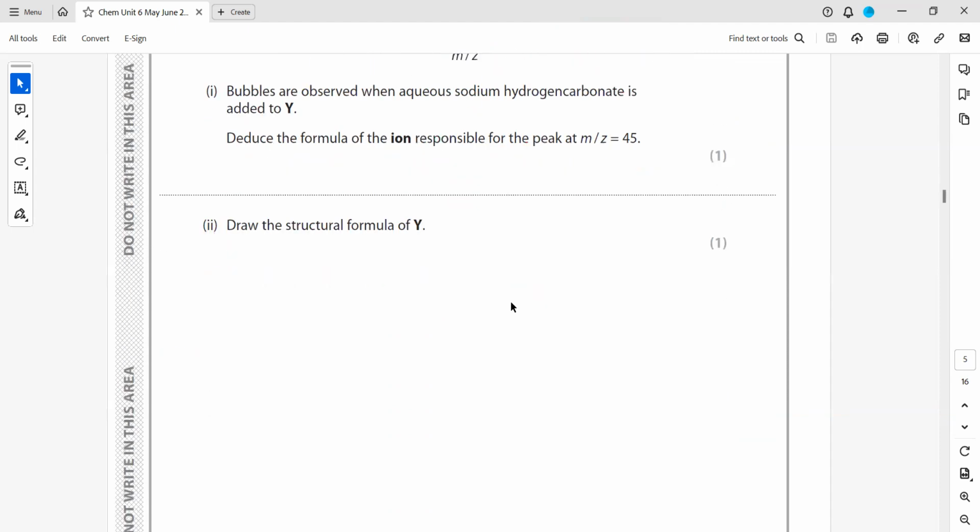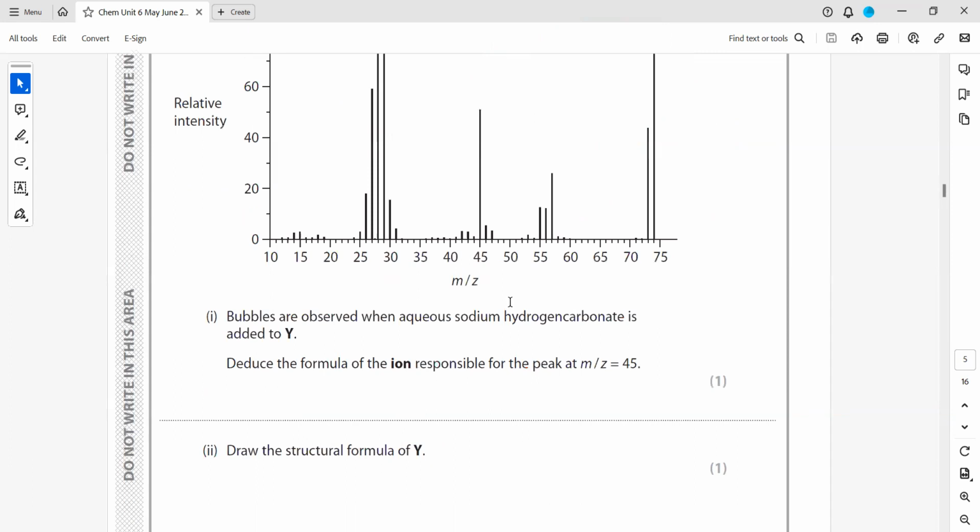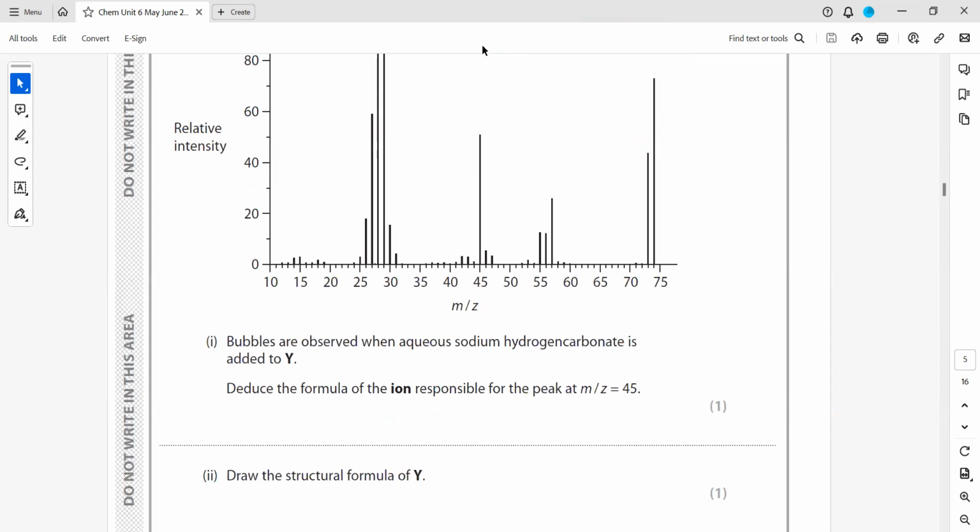Next is draw the structural formula of Y. So how to draw the structural formula of Y? Look, first we work out the molecular mass of Y. This is 74. So molecular mass is 74. And out of 74, 45 is due to COOH.